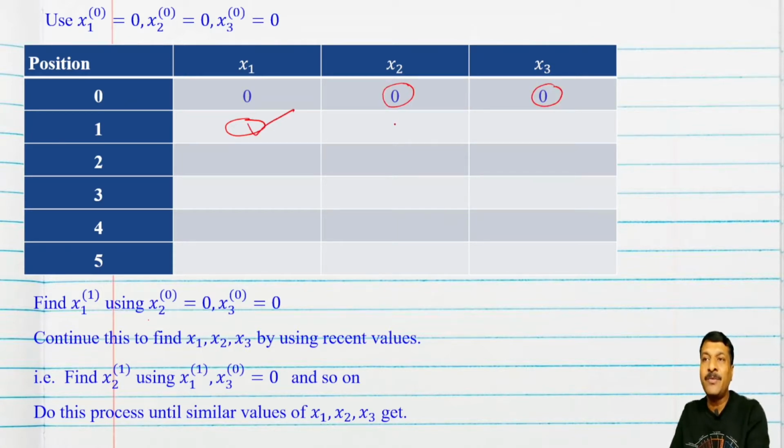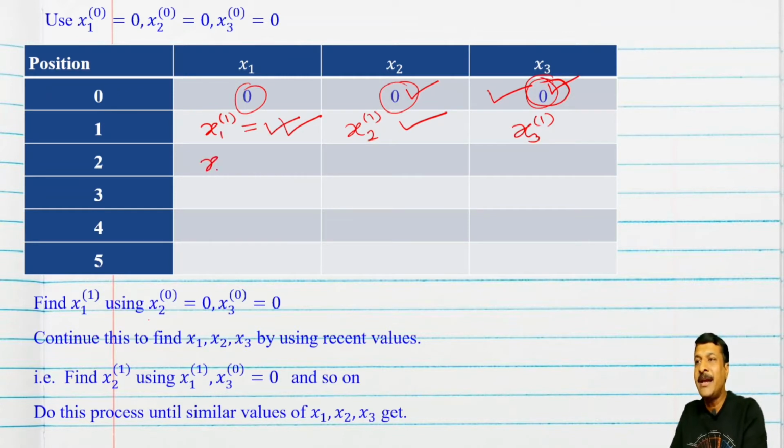When I am going to find x2, that time I will use the recent value. So which is the recent value of x1? This is the recent value of x1 and x3 is this one. So I will get this one. When I am going to find x3, that time I will use the recent values of x1 and x2, these values.